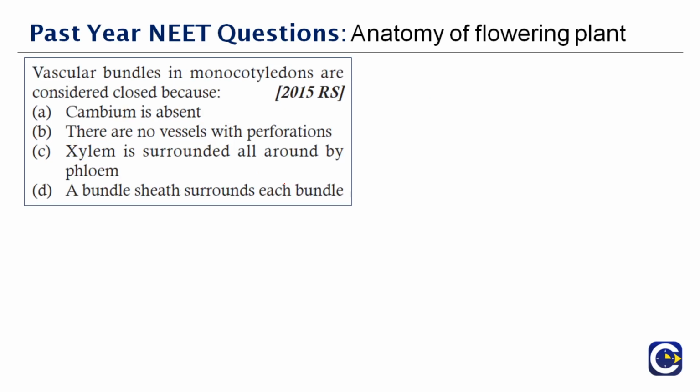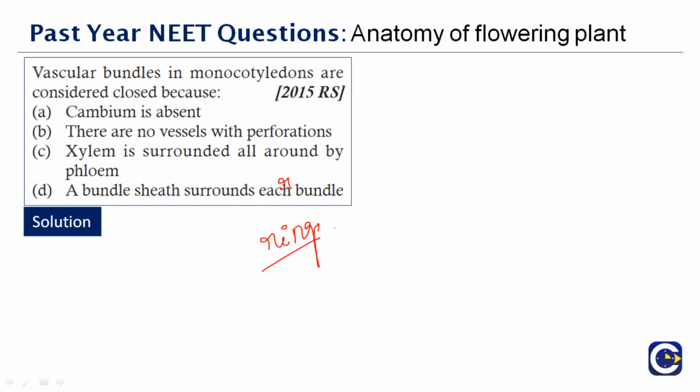Next question here. Vascular bundles in monocotyledons are considered closed because dash. Okay, vascular bundles of monocotyledons are considered closed because of, we just now discussed in the earlier question, it has vascular bundles and arrangement is in the form of a ring. We all saw that. And we saw one thing in the earlier question where we said that the cambium is not present. There will not be any cambium. So the same answer will go here. Vascular bundles in monocotyledons are considered closed because the cambium is absent. This is an easy question.